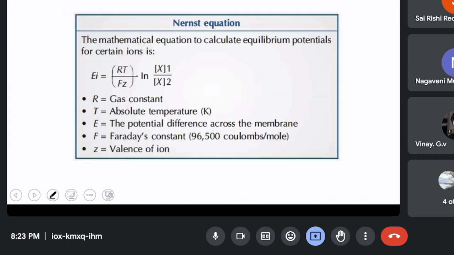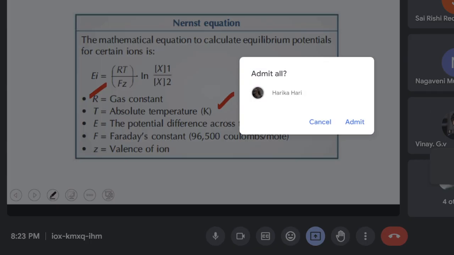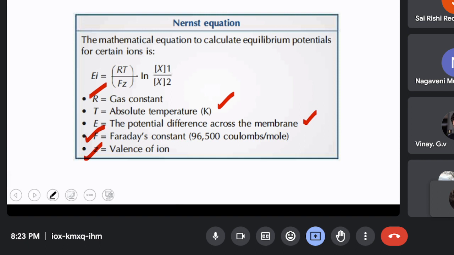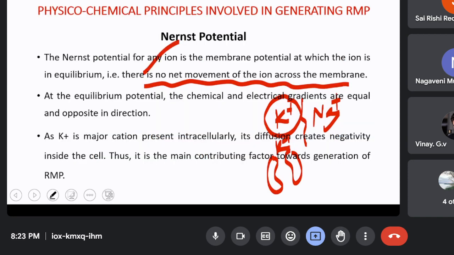And this is the Nernst equation: E is equal to RT by Fz ln x1 by x2. Here, R refers to the gas constant, T refers to absolute temperature, E is the potential difference across the membrane, F is Faraday's constant, and Z is the valence of the ion. And what you have to remember is mainly the definition.